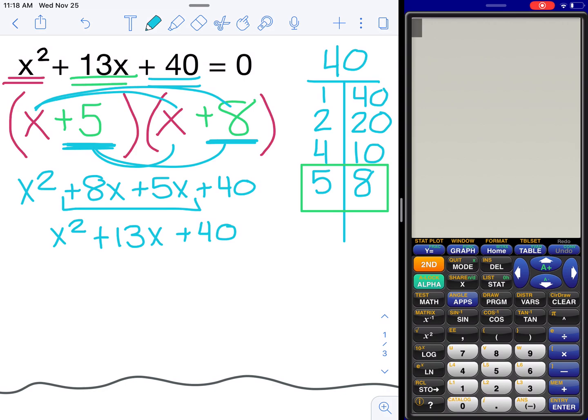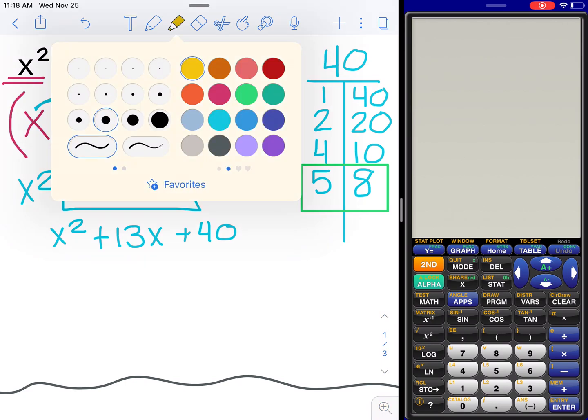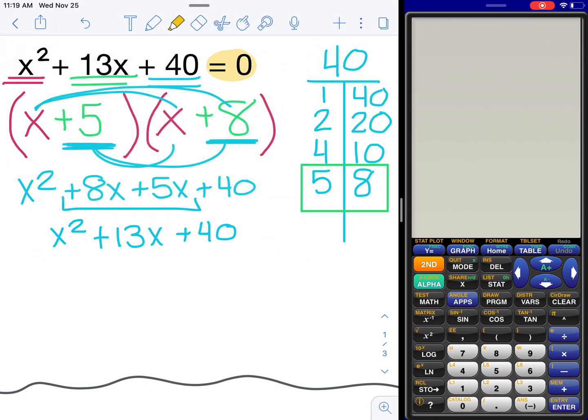All right, so that is most of the work. Now we just need to decide when this equation is actually going to equal 0. I know that anything times 0 is going to equal 0. Multiplying something by 0 just cancels everything out and makes everything disappear. So in this problem, I could have x plus 5 equal to 0. That side could equal 0. Or I could have x plus 8 equal to 0.